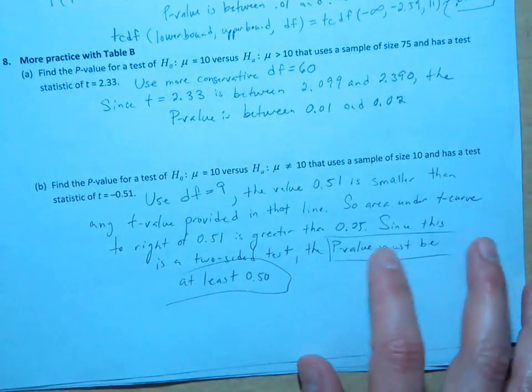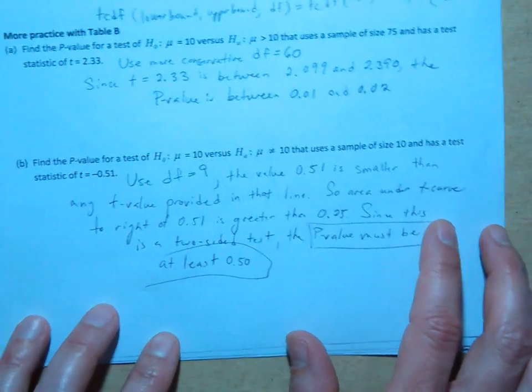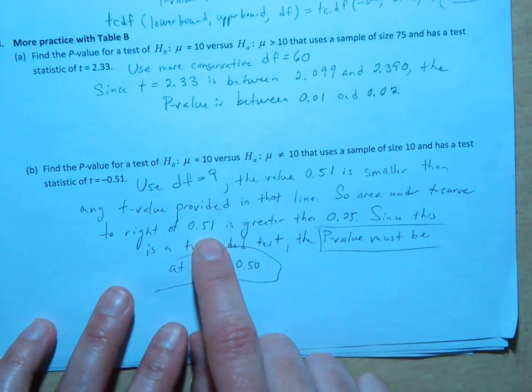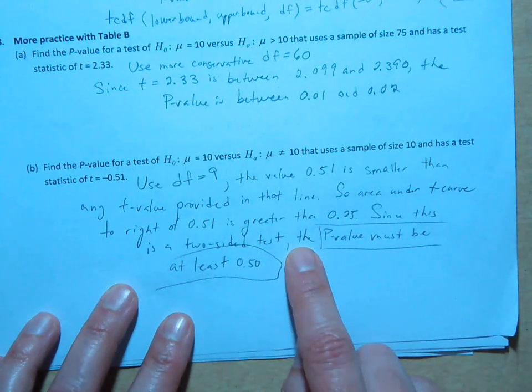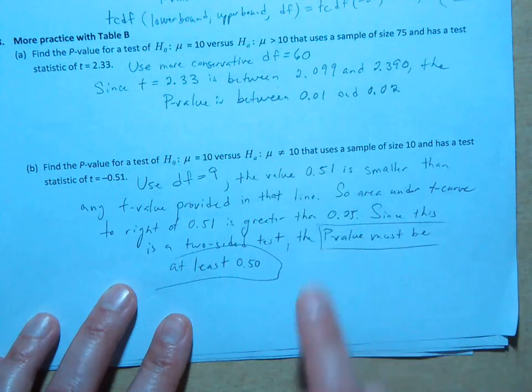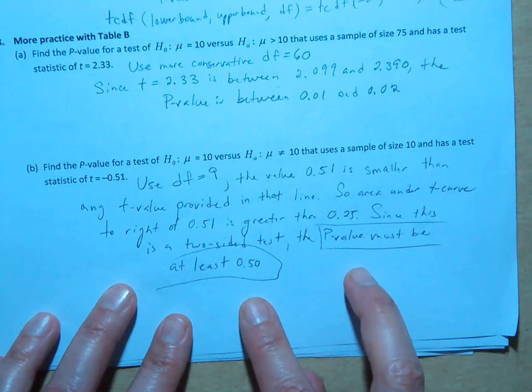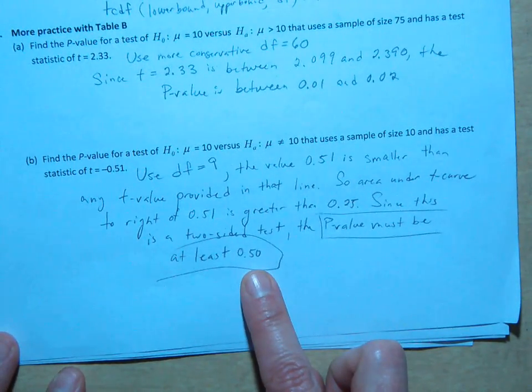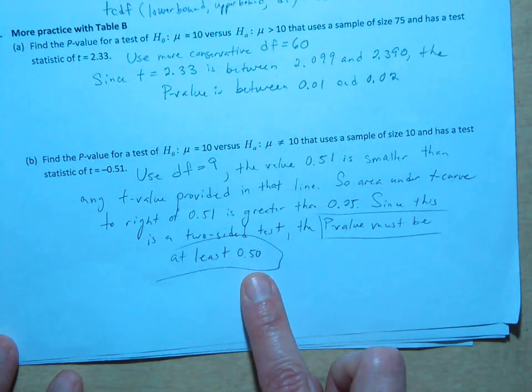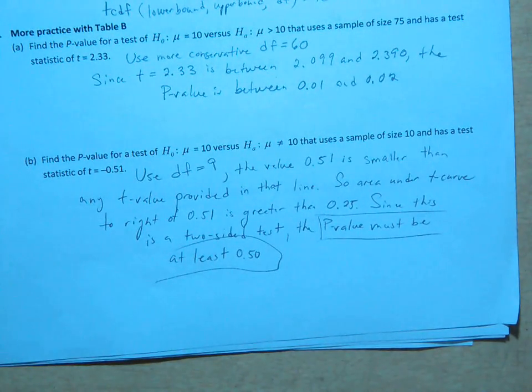So you would have to say the area under the t curve to the right of 0.51 is greater than 0.25. And since it's a two-sided test, because it's mu not equal to 10, you would double it. So all you could say is the p-value is at least 0.50. At least 50%. That's pretty big, so it doesn't really matter how much bigger. It's at least 50%. So that's how that works.